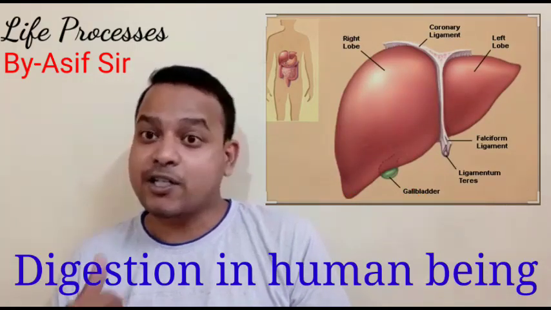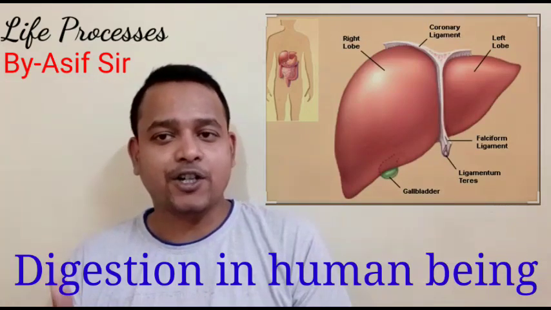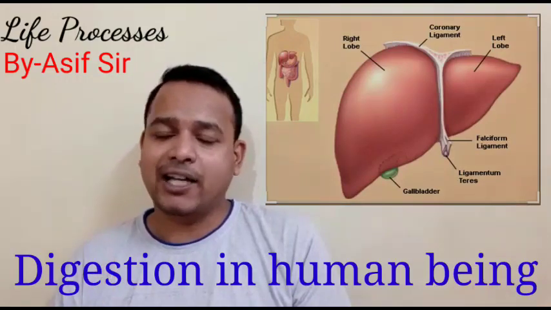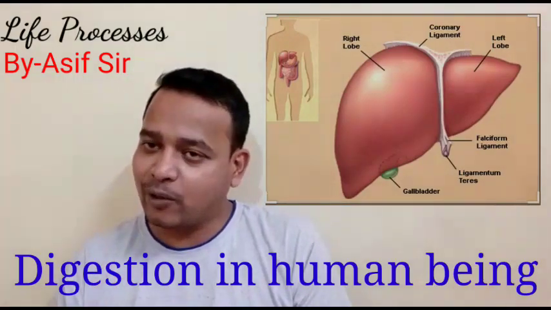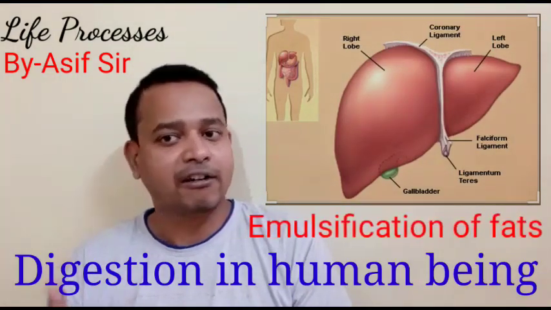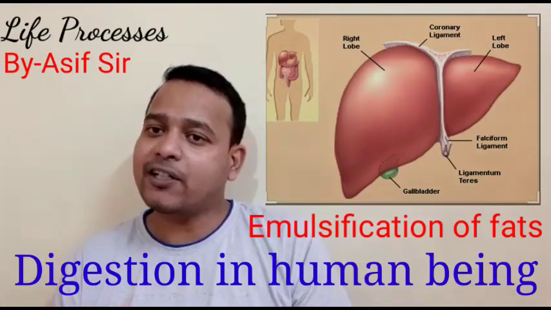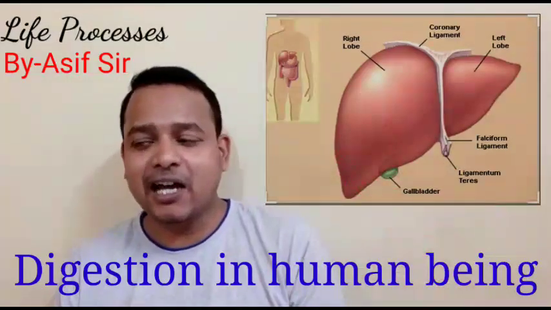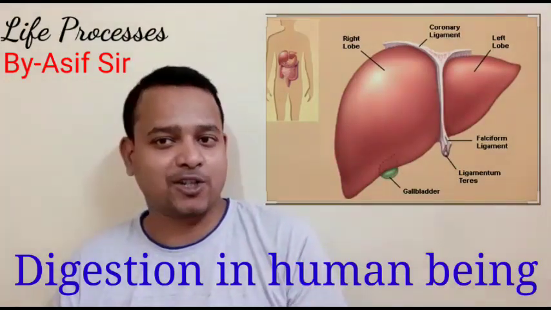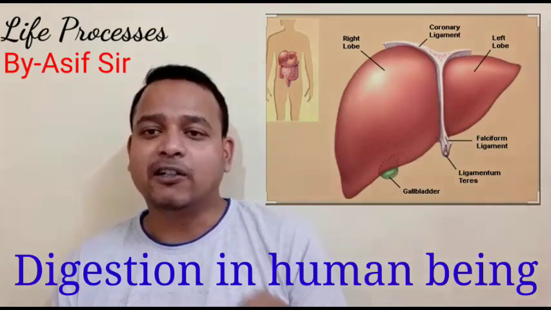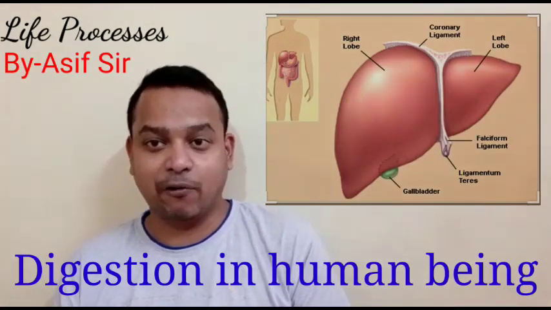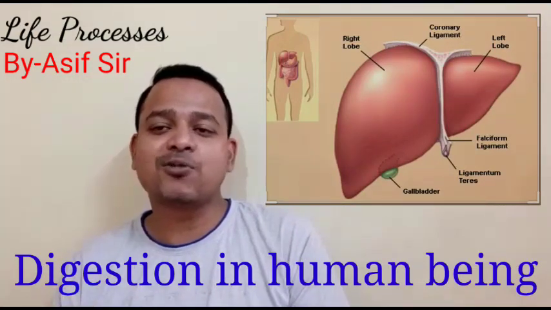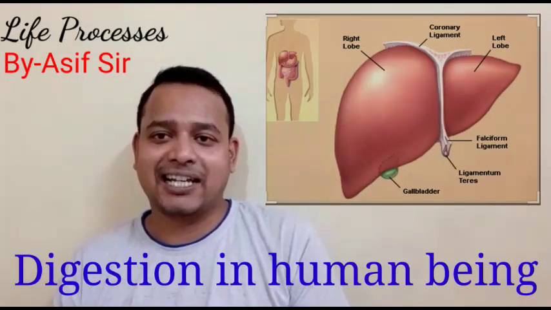What is the function of bile then? There are two major functions of the bile. First, it breaks down the larger fat globules into smaller fat globules, which is termed as emulsification of fats. Second important function of the bile is that it makes the food alkaline. Till now, the food was acidic because of hydrochloric acid. Now, the food needs to be converted into alkaline, because the pancreatic juice can only act when the food is alkaline in medium.